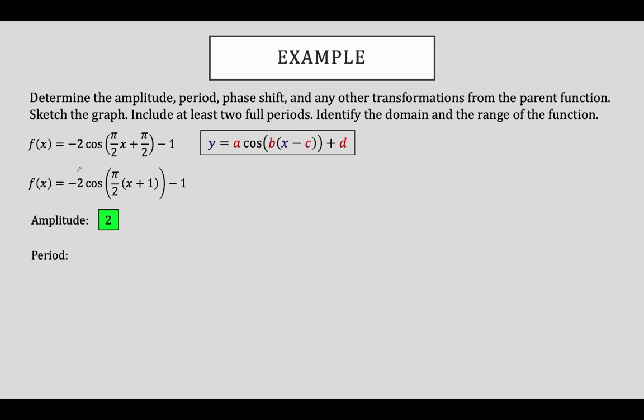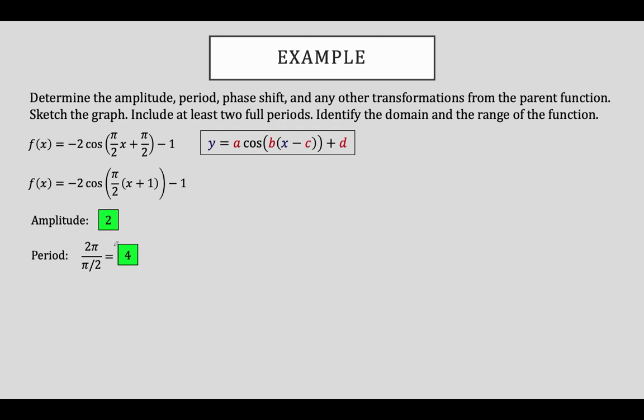Period. To calculate period, we take 2 pi and divide by the b constant. This would be 2 pi divided by pi over 2. Dividing by pi over 2 is the same as multiplying by 2 divided by pi. Notice that your pi's will cancel out and you will be left with 4 as a period. This function will repeat itself every 4 units.